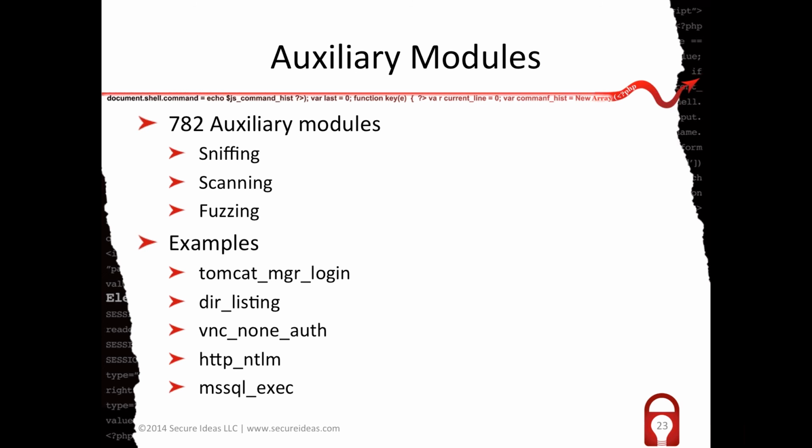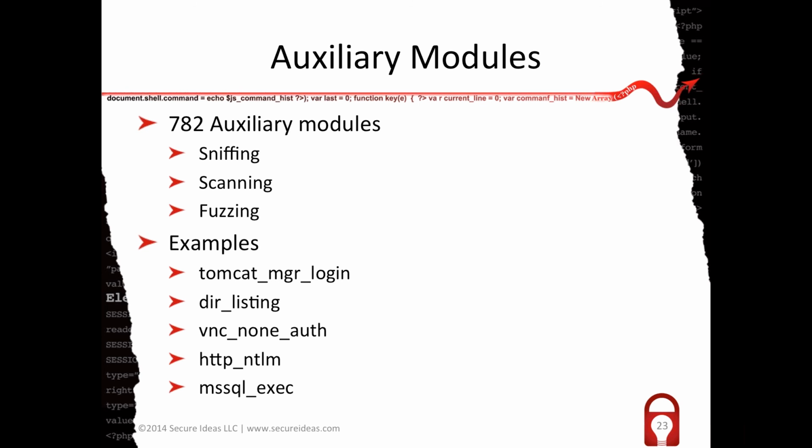The Tomcat Manager login basically looks for Tomcat managers on web servers, especially ones that have the default credentials so that you can log in directly. The web server DIR listing looks for web servers that have directory listing enabled by default. VNC none auth searches for, obviously, VNC servers that have no username or password, or it's default or whatever. So several different options there.